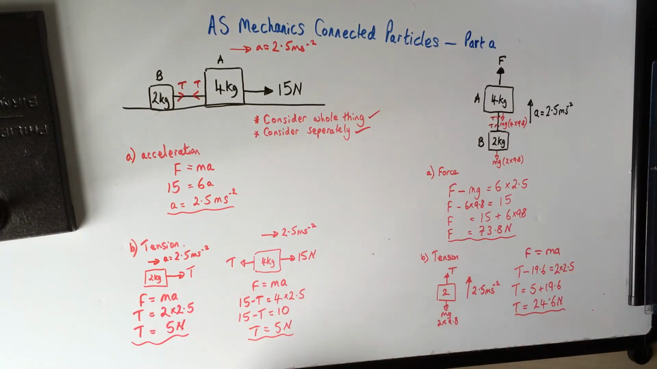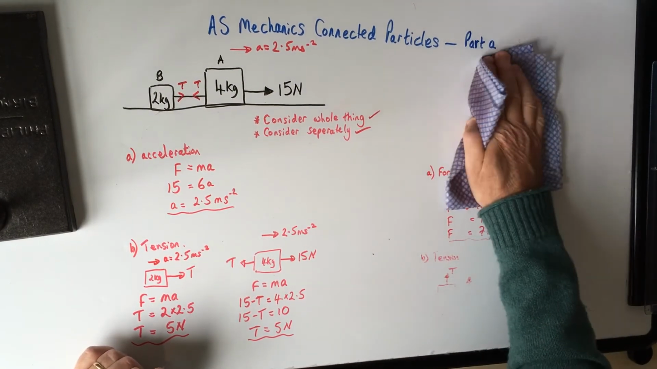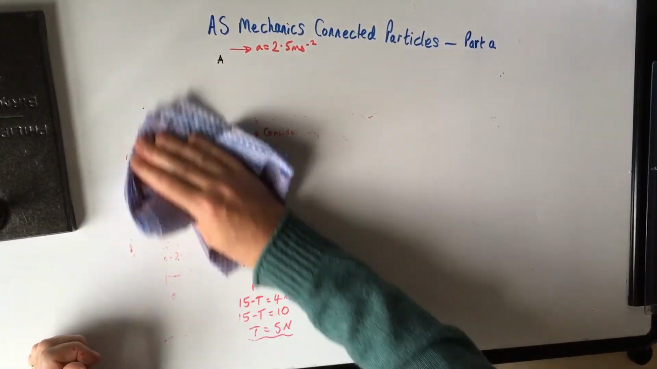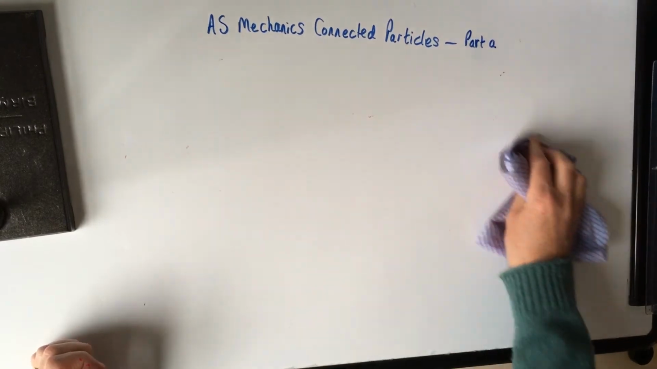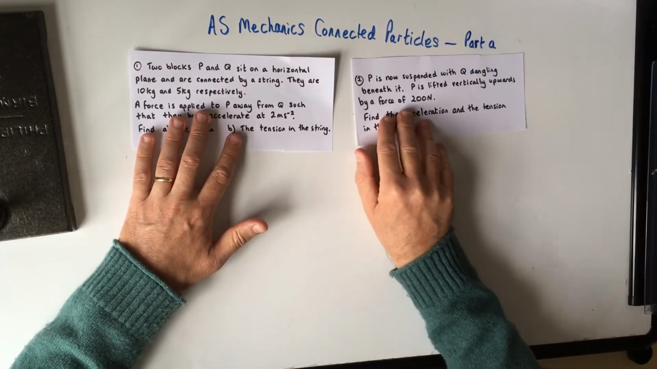What I'm going to do now is give you 2 questions to do. Have a go at these 2 questions. I'm going to put them out for you now. I've already written them out. So let's rub those out. Try to think about how I've done that, considering them as a whole thing, and considering them separately. I've done the same thing.